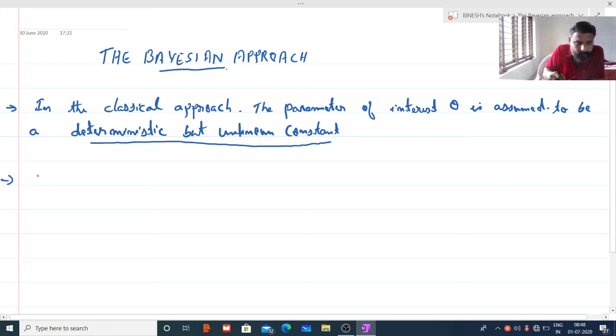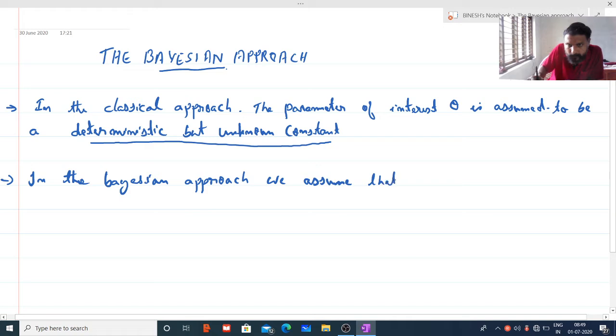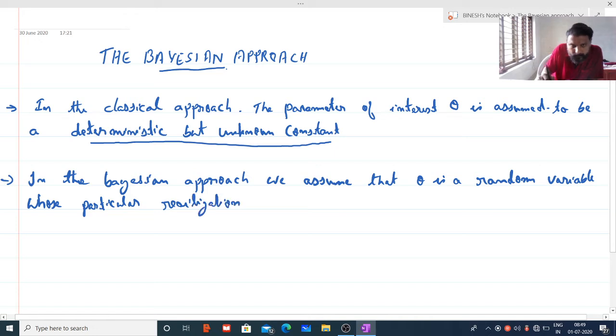But in the Bayesian approach, we assume that theta is a random variable whose particular realization value we must estimate. I think that is very clear to you.